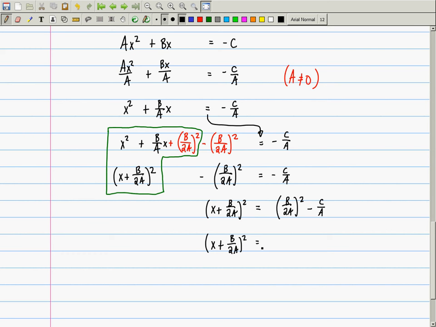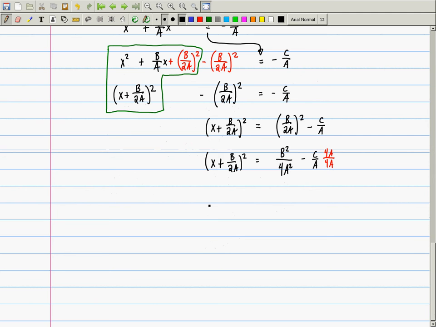Okay, so I'm going to find a common denominator on the right-hand side. So the right-hand side can be written as what? B squared over 4a squared minus c over a. Okay, so then I want to find a common denominator. How can I do that? What is the denominator of the first term? 4a squared. And what is the denominator of the second term? Just an a. So what's missing for the denominator on the right? 4a, right? So I'm going to multiply the numerator by 4a and multiply the denominator by 4a. So multiply them both by 4a to obtain a common denominator.